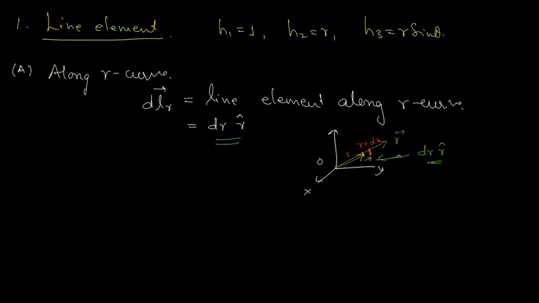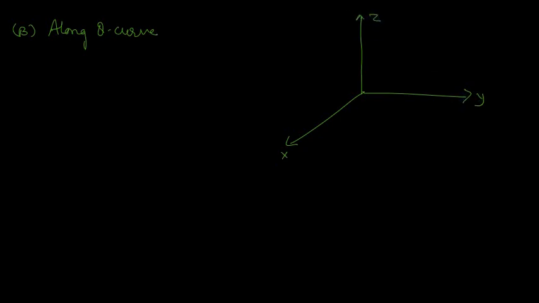And now let us see the second one, B, that is along the theta curve. What is the line element? Let's draw the picture first. We have studied that this was our coordinate system x, y, z. Let's first draw the r curves. The theta curves, how do they look? For a particular value of r and phi, you will get this type of curve. Let me connect like this. So your theta cap direction was this.